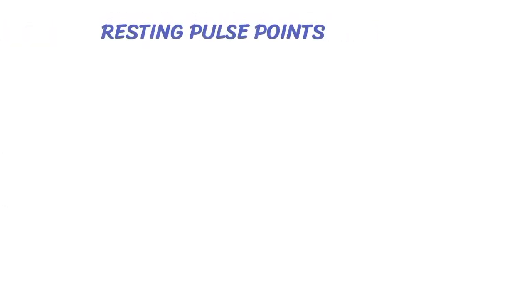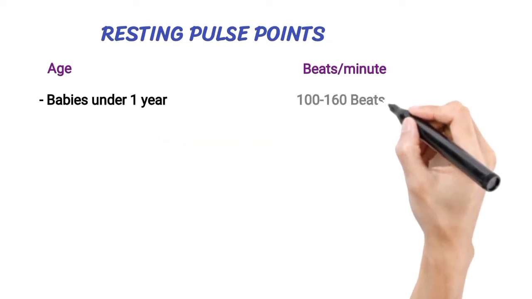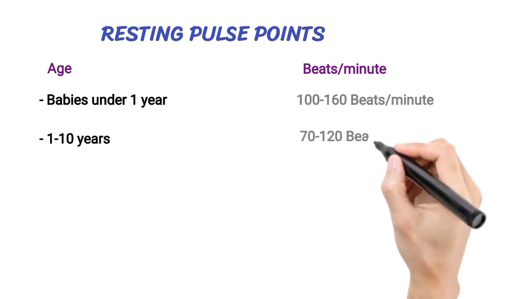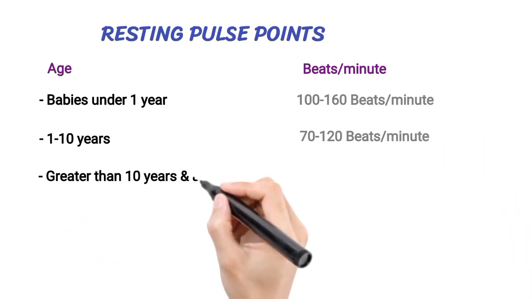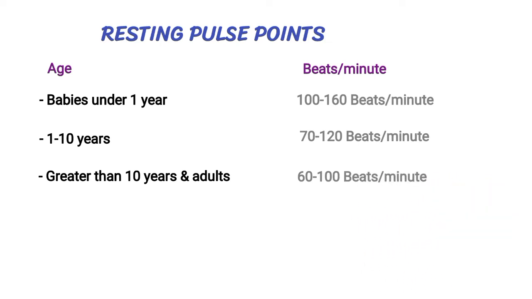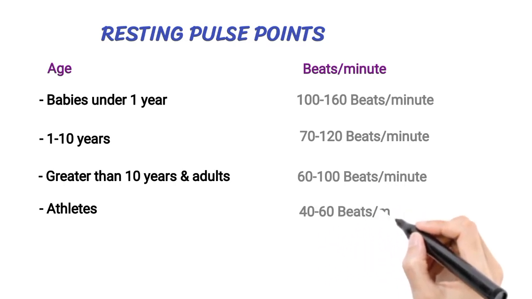Resting pulse rate, by age. Babies under 1 year: 100 to 160 beats per minute. 1 to 10 years: 70 to 120 beats per minute. Greater than 10 years and adults: 60 to 100 beats per minute. Athletes: 40 to 60 beats per minute.